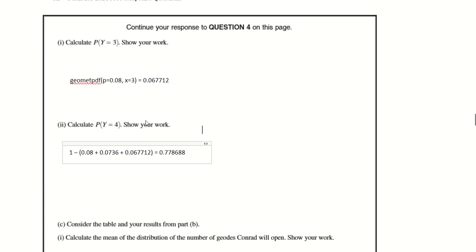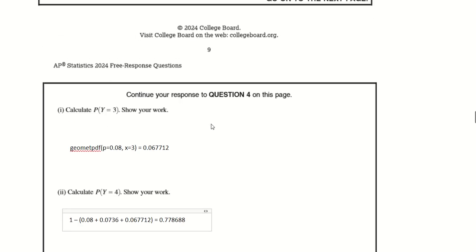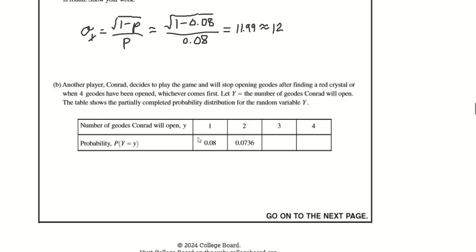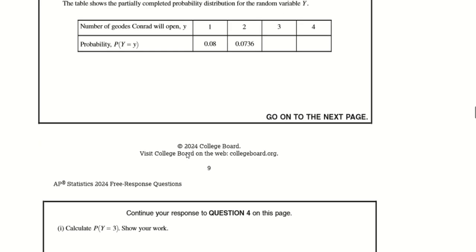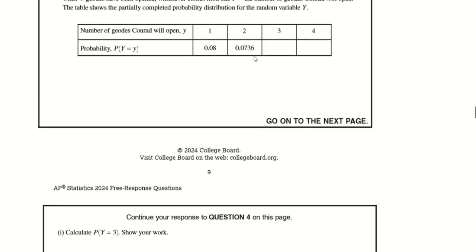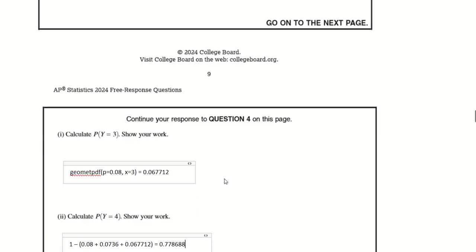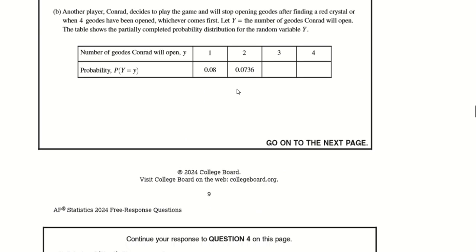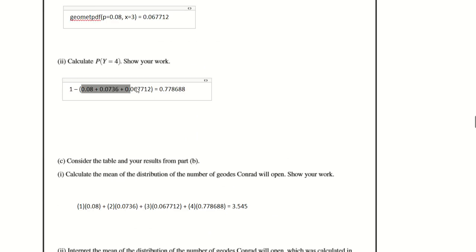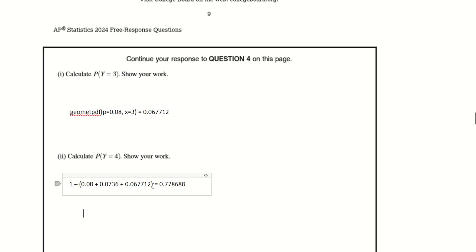Then calculate the probability of y equals 4. So remember, for a probability distribution, all the probabilities have to add up to 1. Since we have the first 3 already, including the third one, which is already calculated here, 0.067712, we can add all the probabilities that we already have, and then do 1 minus the sum of all these probabilities, and that should give us 0.778688.